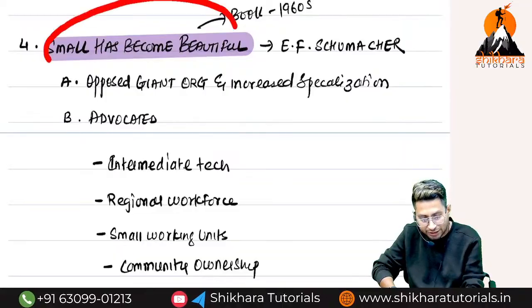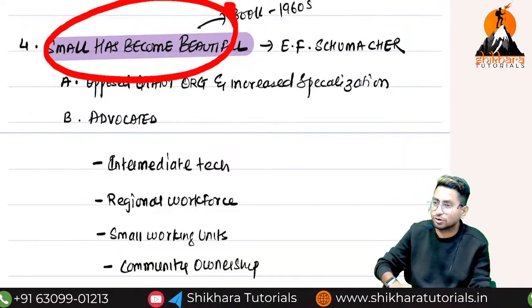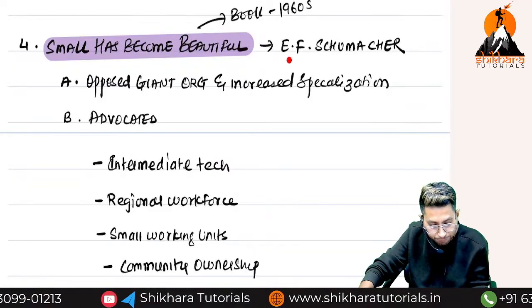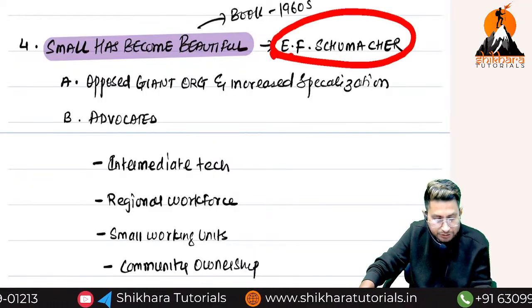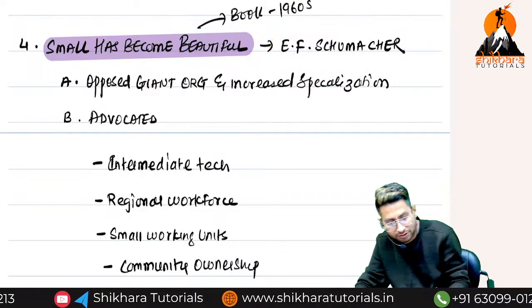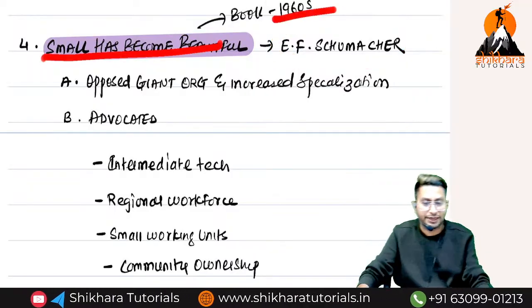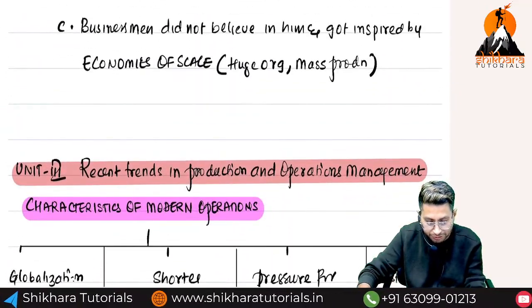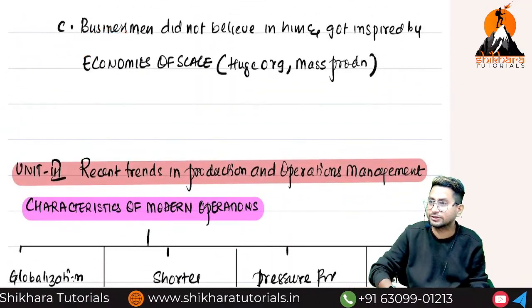Then small has become beautiful means you should start a large organization or a very small organization. And this concept, who told? E.F. Schumacher, in his book called Small Is Beautiful, in the 1960s. Clear? Next. But did business people listen to him or not?